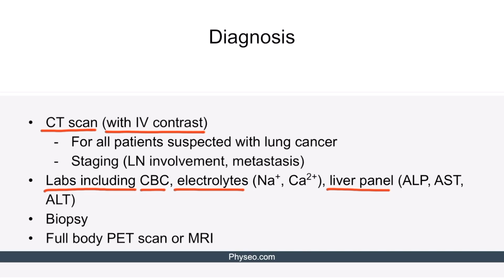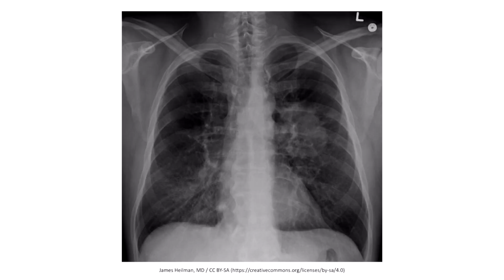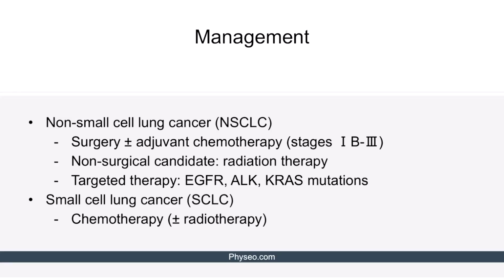A transthoracic biopsy or a bronchoscopy with biopsy can then be done to confirm the diagnosis and determine the type of cancer, which will then direct treatment. Full body PET scan or MRI can be done to look for metastasis. Here is a chest x-ray of a patient with lung cancer. Even though the lesion is centrally located, the only way to determine the type is through a biopsy and histological evaluation. Non-small cell lung cancer can be surgically removed in limited disease.